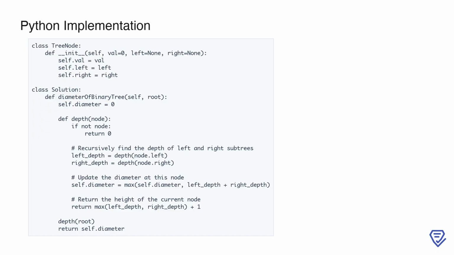Finally, the depth function returns the height of the current node, which is the maximum depth of its subtrees plus 1, to account for the current node. The recursion starts with the root node, and the final value of self.diameter is returned as the result. This implementation efficiently computes the diameter in O(n) time, where n is the number of nodes in the tree, as each node is visited only once. Edge cases, such as an empty tree or a tree with only one node, are handled naturally by the base case of the depth function, which returns 0 for None nodes.